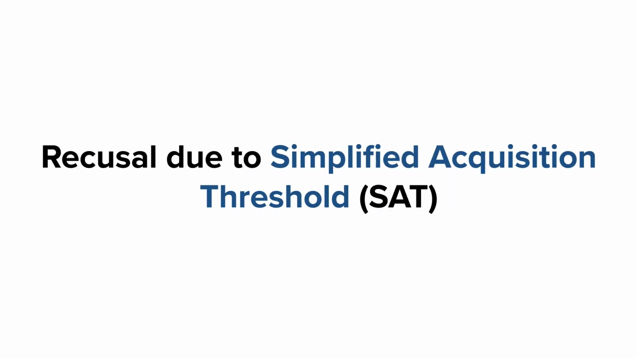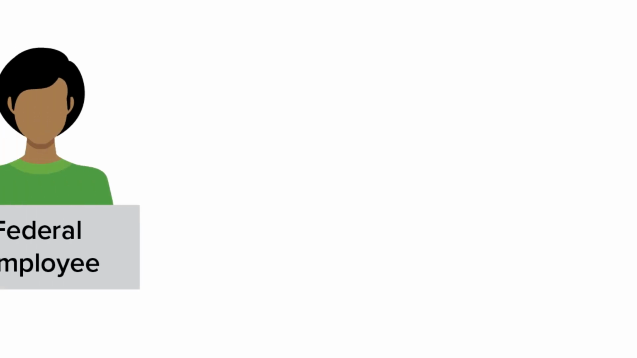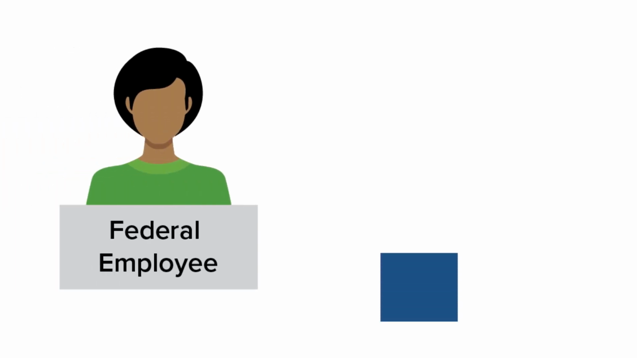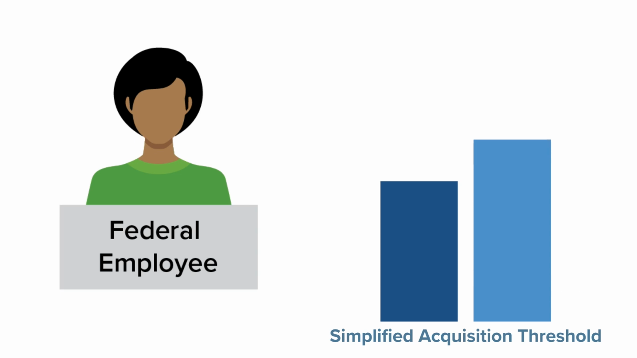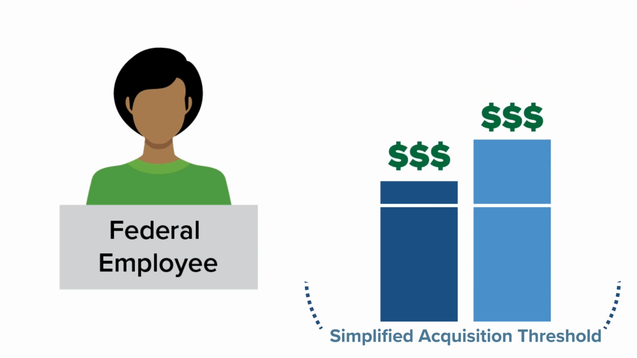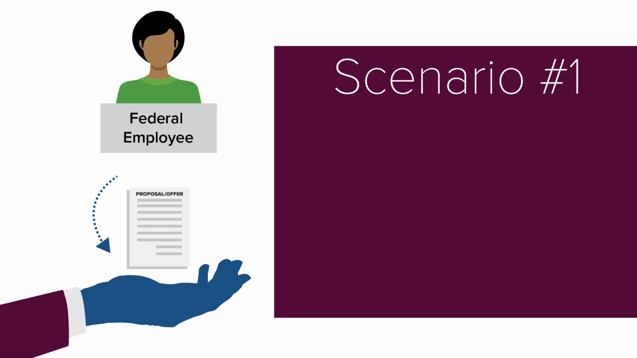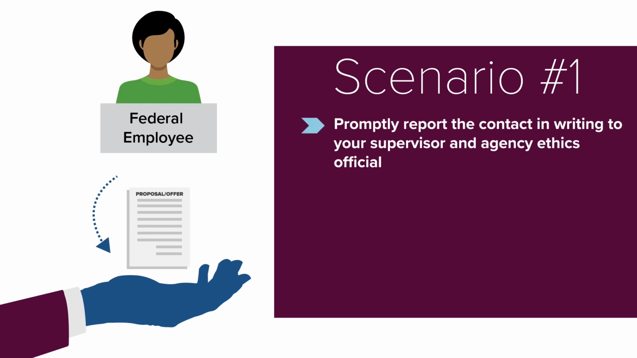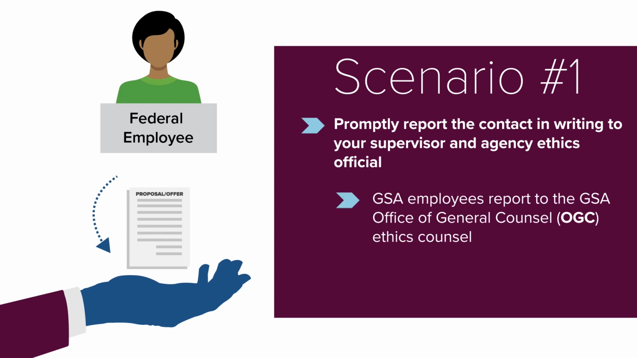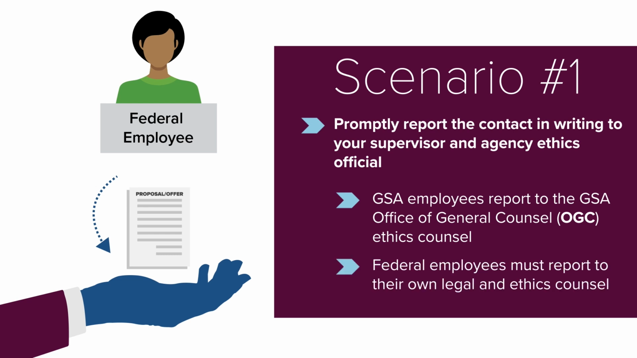Recusal due to Simplified Acquisition Threshold, or SAT. For federal employees who are participating personally and substantially in a competitive procurement valued in excess of the Simplified Acquisition Threshold, you must pay attention and follow protocol in these two scenarios. Number 1. If you contact an offerer in that procurement regarding possible non-federal employment, you must promptly report the contact in writing to your supervisor and agency ethics official. GSA employees report to the GSA Office of General Counsel or OGC Ethics Counsel. Federal employees must report to their own legal and ethics counsel.